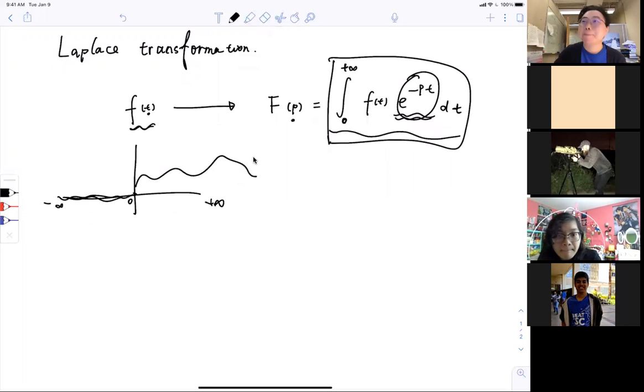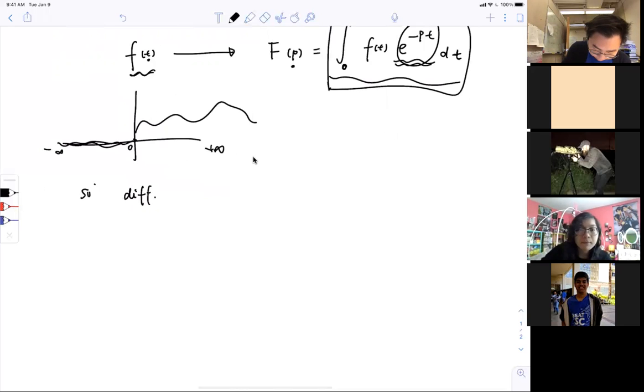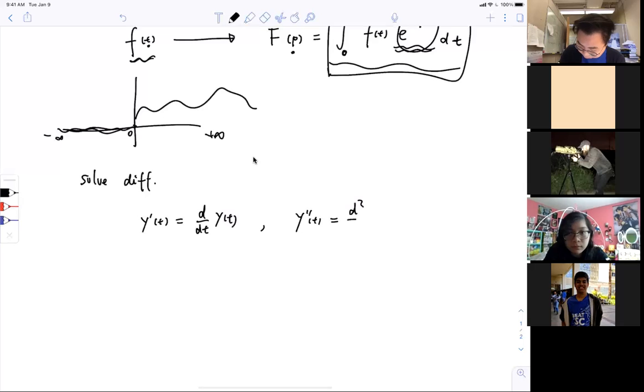Okay, so one usage of this transformation is to solve differential equations. So let's introduce some notation. y prime is just the derivative of the function y(t), and y double prime is just the second derivative of this function.